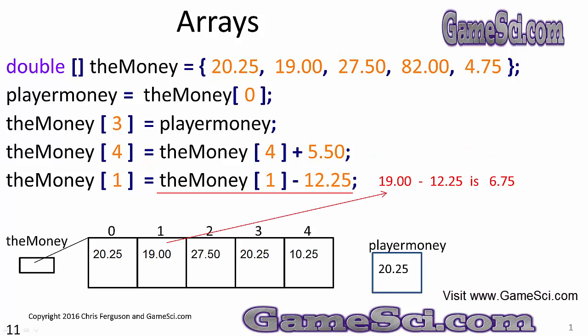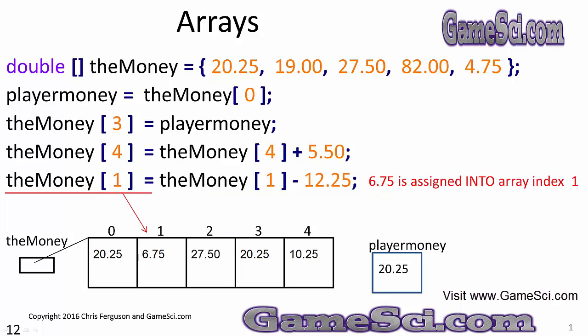Let's do it again. Let's access the array at slot or index 1. Pull the value at position 1 out. That is a 19.0. So the 19.0 gets pulled out of the array. I subtract from that a 12.25. If you do the math, this comes out to be 675. What are we going to do with the 675? We're going to assign it back to index or position 1 of the array. So I pulled the current player's value out, subtracted an amount, and stored the result back into their total.